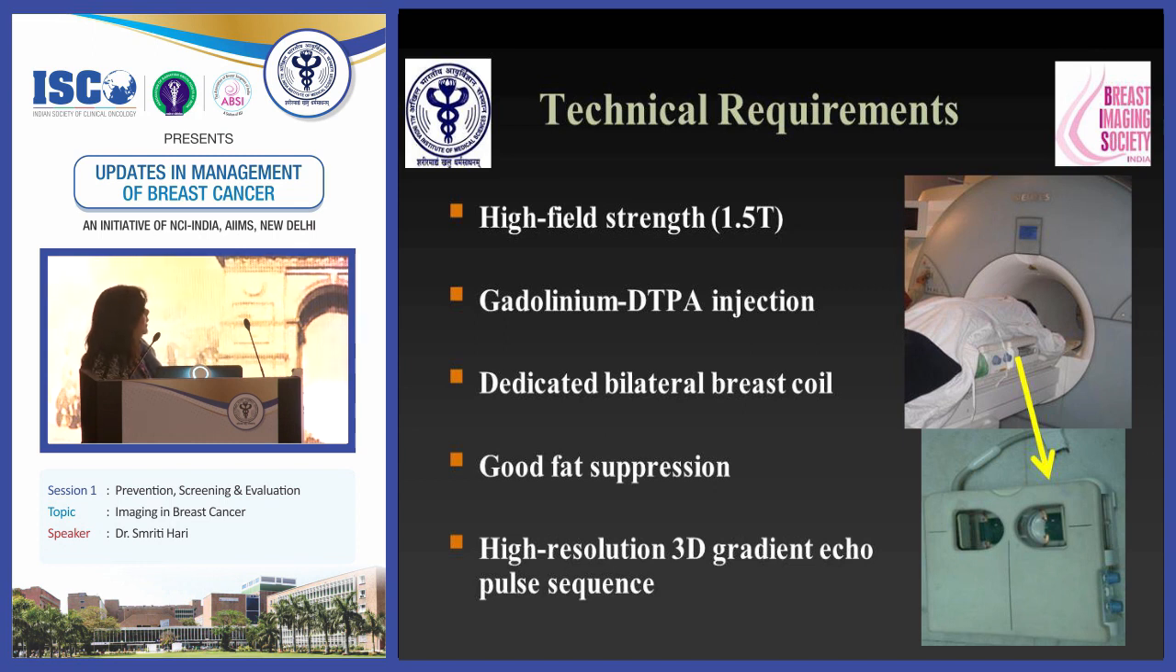They should have a dedicated bilateral breast coil, which looks like this. A lot of times we get MRI breast done on body coils, which is completely unacceptable, and it cannot be read. There should be good fat suppression and high resolution, and good 3D gradient echo pulse sequences must be used to conduct a breast MRI.